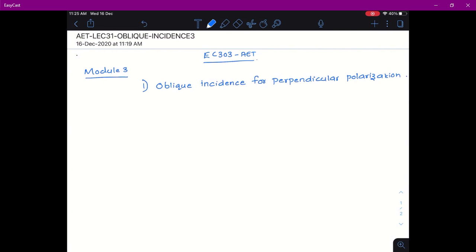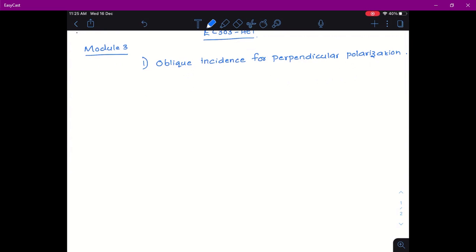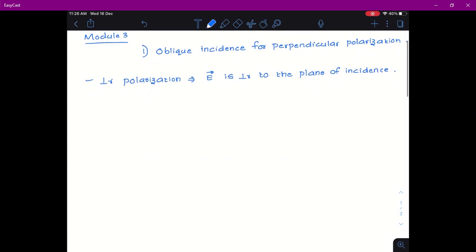So, in the last class we have seen parallel polarization, where we told that parallel polarization means the electric field is in the same plane as that of the plane of incidence. For a perpendicular polarization, the electric field is perpendicular to the plane of incidence. Let us look at it using a diagram.